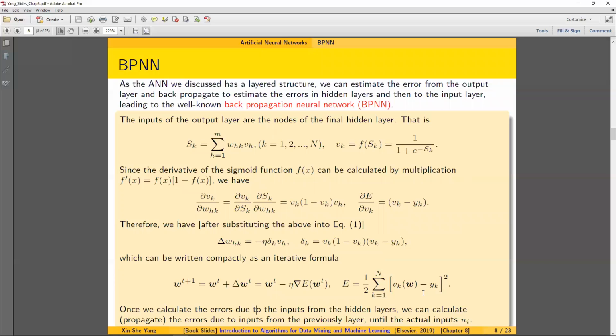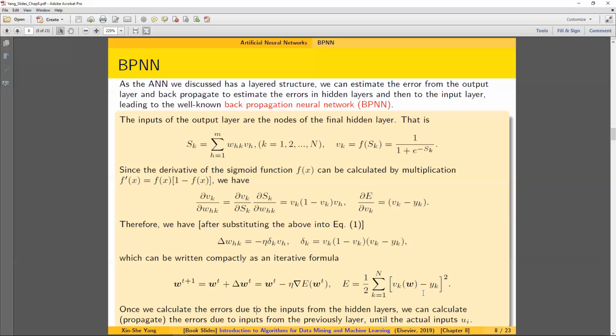Now, let's specifically use one example, called the backpropagation neural network. It essentially says that if it has this layered structure, then we can estimate the error from the output layer and backpropagate to estimate the errors of the hidden layers and then to the input layer. This is called the backpropagation neural network.